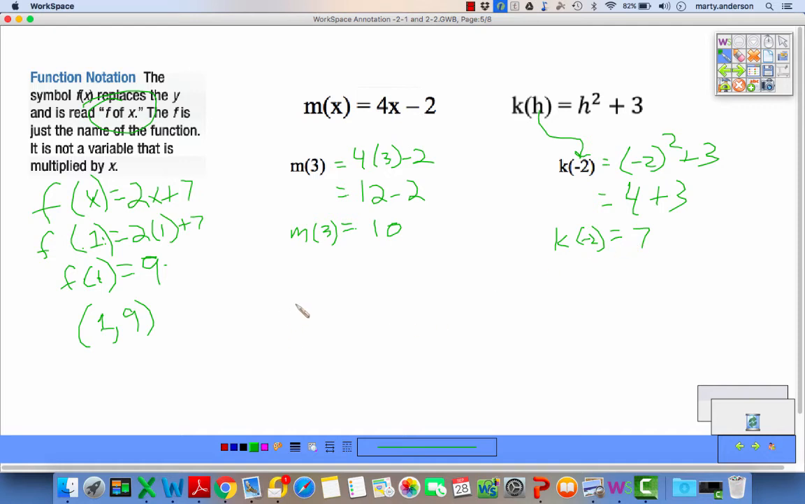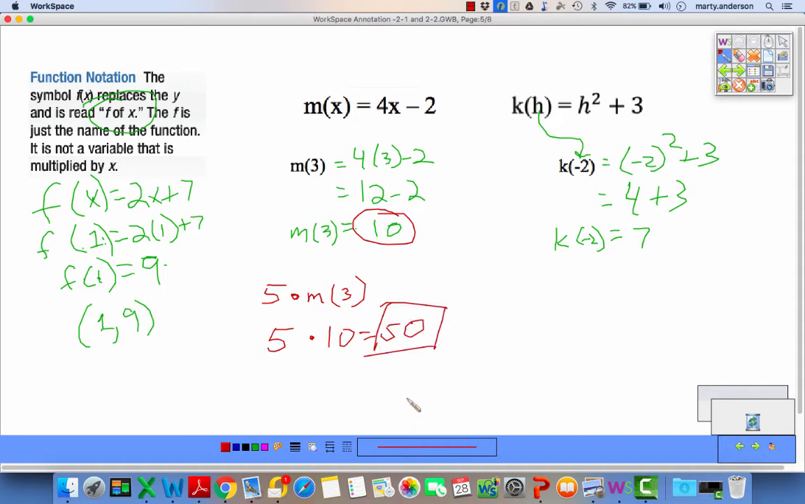Now, you will have some where you have to do some more operations, such as, what if we had to do 5 times m of 3? This means we're going to figure out what m of 3 is, which we just did, was 10. Then I'm going to take 5 times that answer and get 50. So all of our order of operations will hold true.